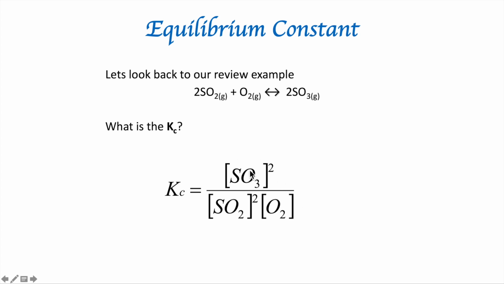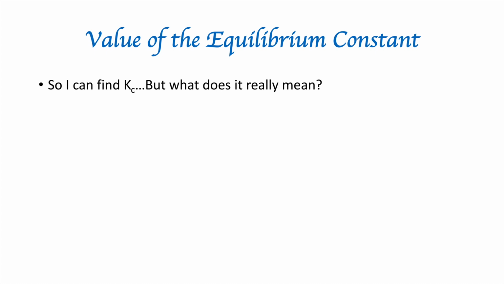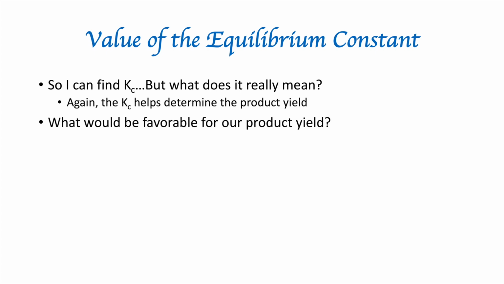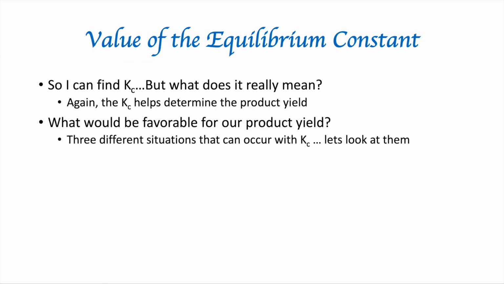So in other words, what this means is that there is a constant value being produced here, with the concentration of sulfur trioxide raised to the power of 2 all over the concentration of sulfur dioxide raised to the power of 2 and the concentration of oxygen. So I can find the concentration constant. What does it really mean? Again, the Kc helps determine the product yield. So what would be favorable for our product yield?